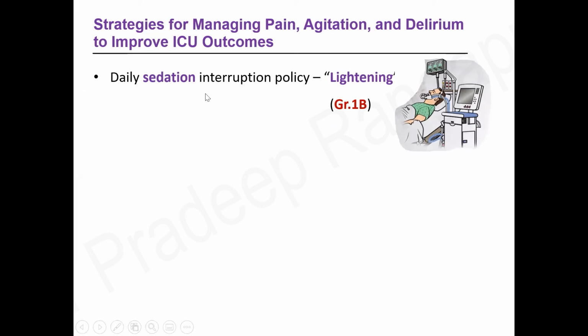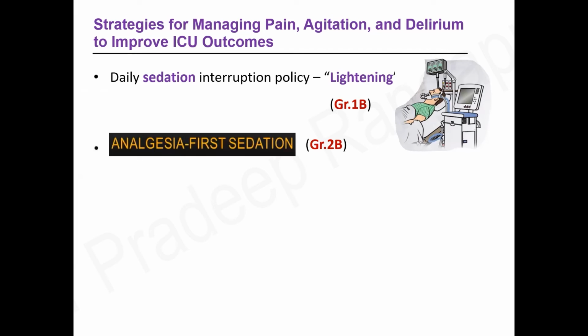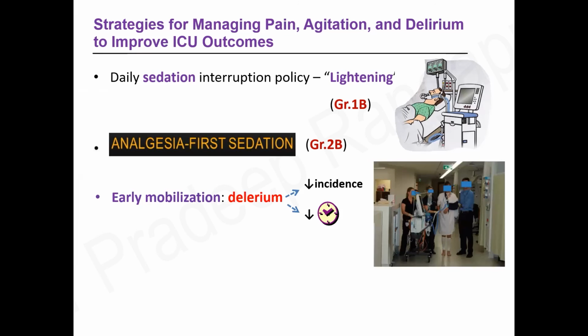So what are the strategies for managing pain, agitation, and delirium to improve ICU outcomes? As I said, the daily sedation interruption policy, or the lightening, which I said is a quality indicator, is a strong recommendation. Every patient has to be given a sedation-free period to assess, which is called lightening, to reduce the length of stay, reduce complications, and reduce post-traumatic stress disorder. And as I said, analgesia-first sedation is the way to go. Every patient in ICU has to be evaluated for pain, and analgesics have to be on board first, and only after that should sedation be considered, and that gets a grade 2B recommendation.